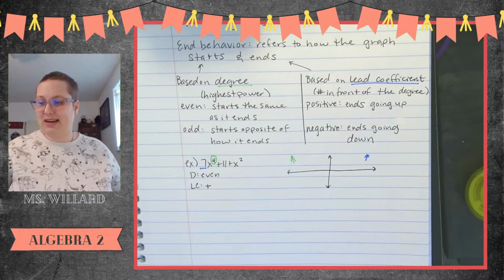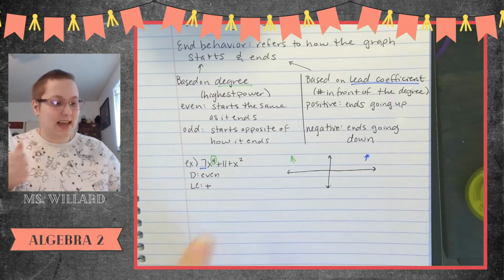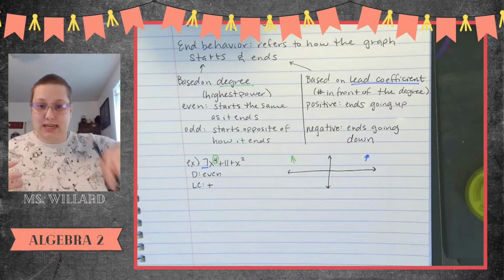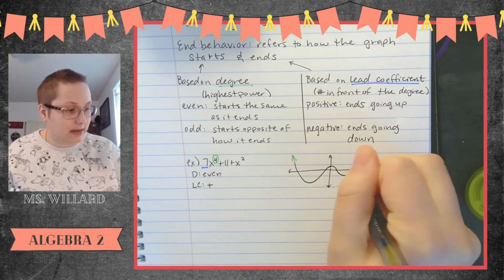Now, one other thing that's kind of useful to know, but not necessary, like, I'm not going to test you on this, is that it has a 4th power. It's going to have 3 turns in it, which means that I'm going to go like maybe down, up, down, up.